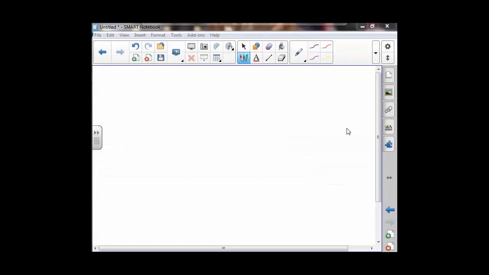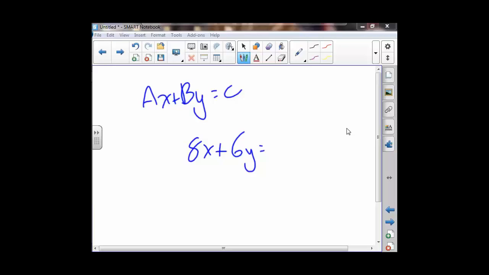Okay, so graphing in standard form here, remember ax plus by is equal to c. This is standard form, and if we're going to graph in it, let's say I had 8x plus 6y is equal to 24, okay? If I'm going to graph this using standard form, I don't turn it into slope-intercept form. I'm just going to leave it like this.